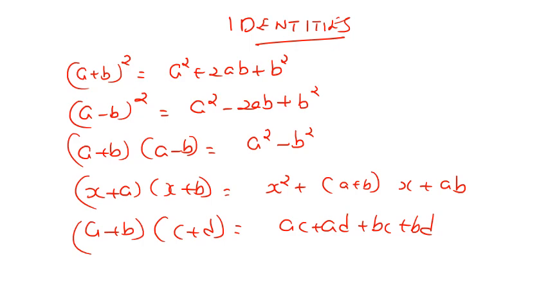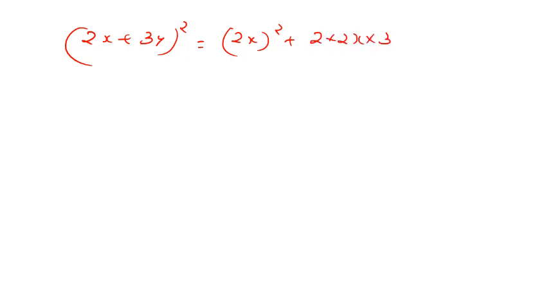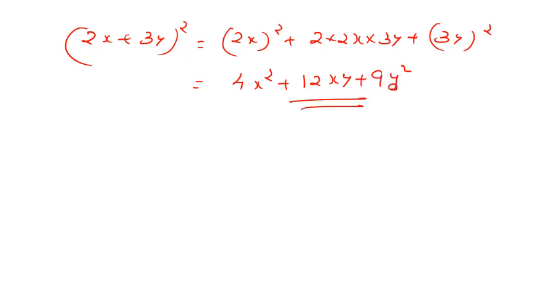Now, I will solve some problems based on this. Suppose, expand 2x plus 3y the whole square. What is it? 2x the whole square plus 2 into 2x into 3y plus 3y the whole square. So 4x squared plus 12xy plus 9y squared. Okay.